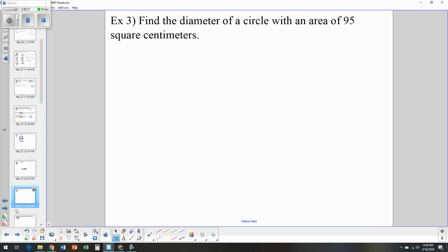Now we're going to look at finding the diameter of a circle with an area of 95 square centimeters. So we're going to use our area formula this time, and we know the area is equal to pi r squared, and they're telling me that my A is 95, so we're going to have 95 equals pi r squared. Now this time I need to get the r alone before I can take the square root, which actually means I'm going to divide both sides by pi.